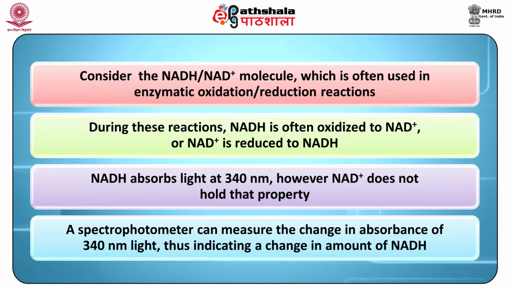For example, consider the NADH-NAD+ molecule, which is often used in enzymatic oxidation reduction reactions. During these reactions, NADH is often oxidized to NAD+ or NAD+ is reduced to NADH. NADH absorbs light at 340 nanometers. However, NAD+ does not hold that property. A spectrophotometer can measure the change in absorbance of 340 nanometer light, thus indicating a change in the amount of NADH.